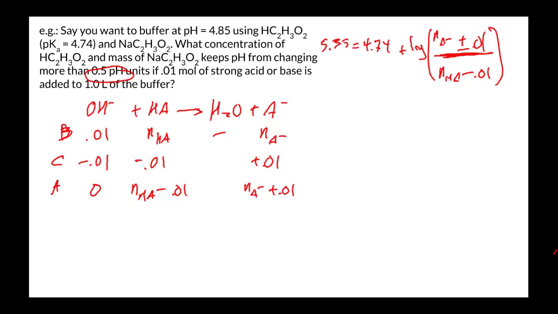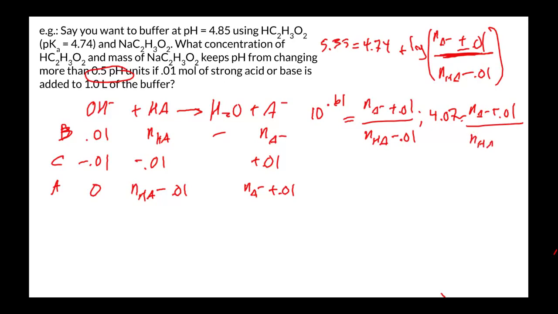If we take 5.35 minus 4.74, that's 0.61. So 10 to the 0.61 is equal to number of moles of base plus 0.01 over number of moles of acid minus 0.01. 10 to the 0.61 is 4.07. So that's equal to number of moles of base plus 0.01 over number of moles of acid minus 0.01.